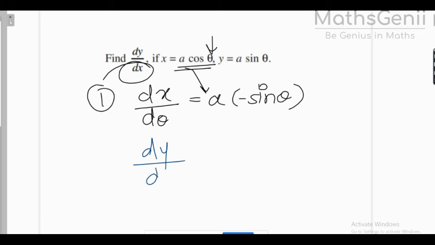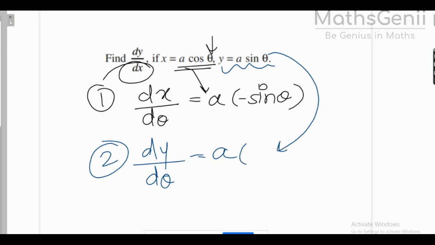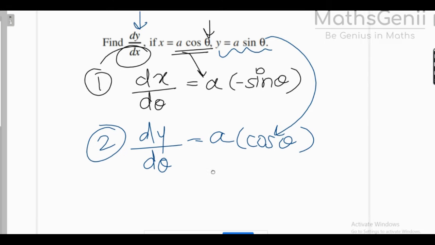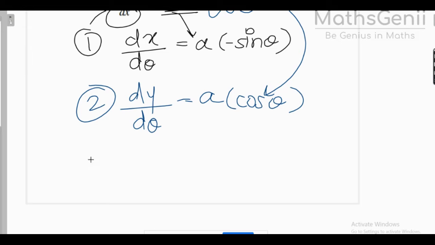Second step, I will find dy by d theta. What is my y? So a is constant. What is the derivative of sine? Derivative of sine is cos. This is your second step. Very simple. But this is not what you want to find. You want to find dy by dx. Correct? You want to find dy by dx. So how will you find it?